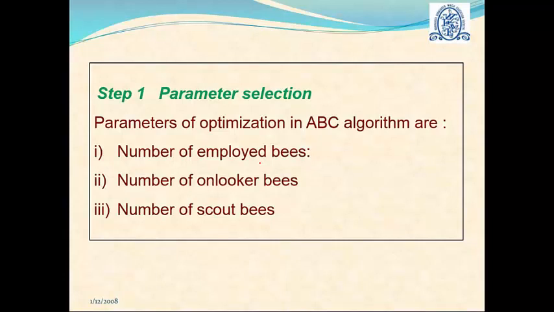The number of onlooker bees, by thumb rule, we consider as twice the employed bees plus 1. For example, if the employed bees are 5, then onlooker bees will be 11, minimum 11. We may consider more onlooker bees than that also. And the number of scout bees is usually considered as 5 to 30% of the total of employed plus onlooker bees.